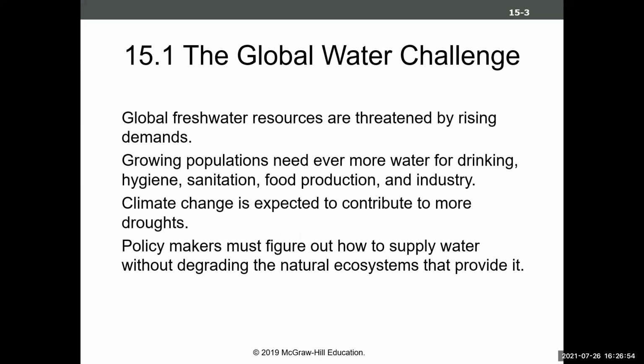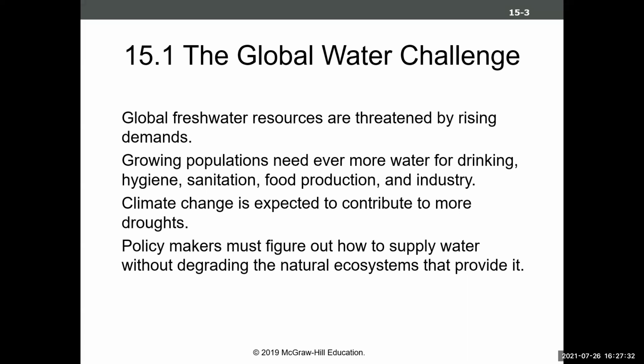Okay, so the global water challenge. We have on the globe a specific amount of freshwater resources, and the global human population is growing, and so the demand for those water resources is rising. And as populations grow, the demand comes in the form of water for drinking, sanitation purposes, water to produce food, water to make things, and then water for hygiene.